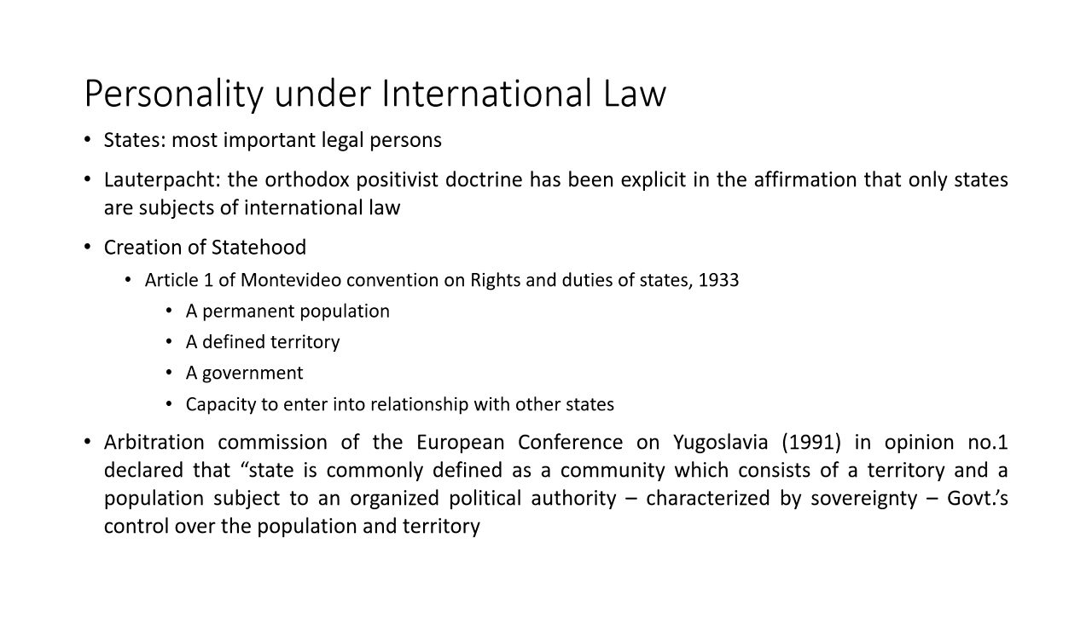What are those four criteria? The first one is that there must be a permanent population. Second, there must be a defined territory. Third, there must be a government. Fourth, there must be capacity to enter into relationship with other states.